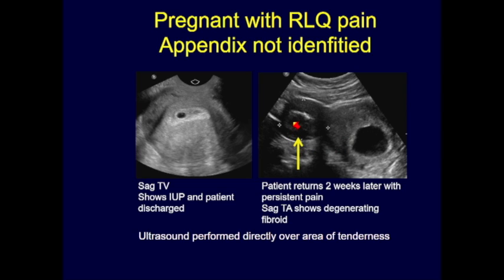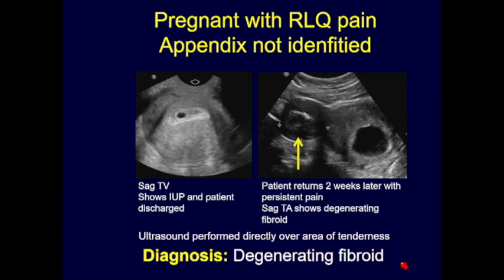So I put this in to make sure to remind everybody that you need to start with your transabdominal images to make sure you don't miss these exophytic fibroids or other masses or free fluid that could be missed if you just use the small field of view transvaginal images.